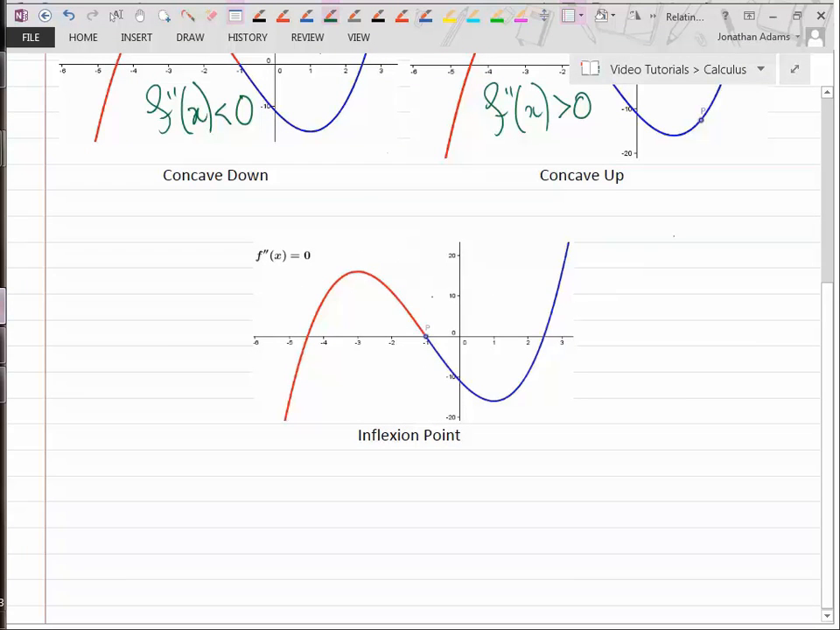Finally, if we're in a situation like this one, where we're somewhere in between where it's concave up and concave down, we call this an inflection point. So an inflection point is somewhere where the concavity changes, where the curvature changes. It goes from being concave down to being concave up, or from concave up to concave down. And in these locations, the second derivative is always equal to 0.